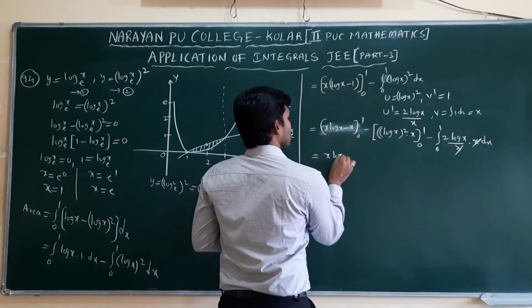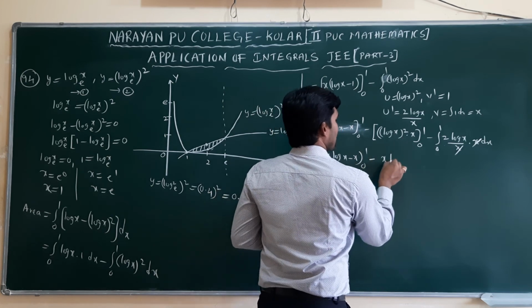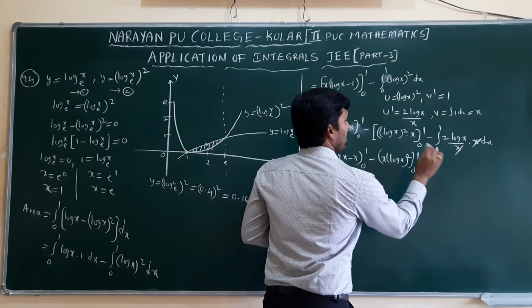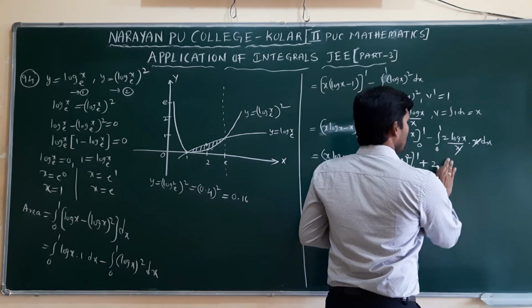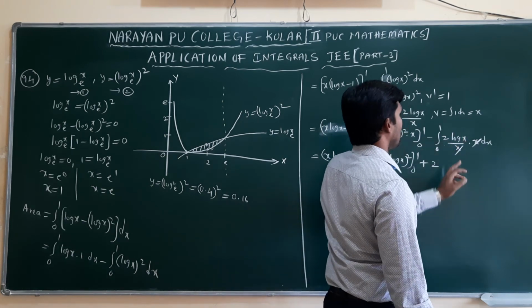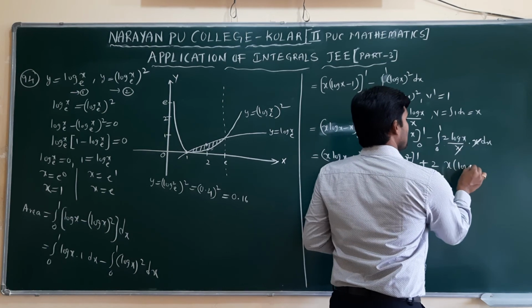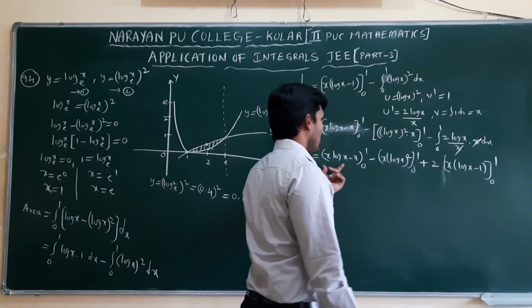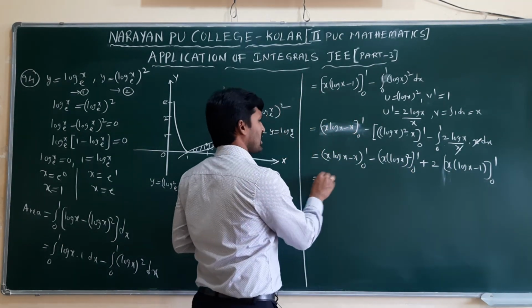Here, x log x minus x from 0 to 1. Here, x log x whole squared from 0 to 1, minus, into minus plus 2 into the integral from 0 to 1 of log x dx. Taking 2 common, the value of the integral of log x dx is what? x into (log x minus 1) from 0 to 1. Now both are the same terms only. If we multiply, in total you will get 3 times, or directly substitute the limit.